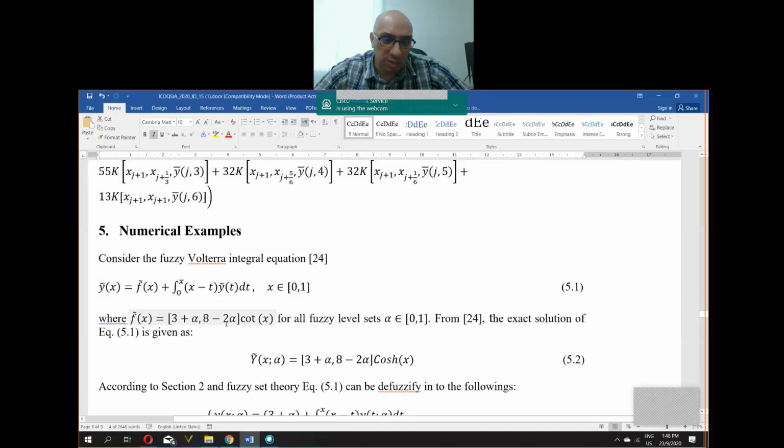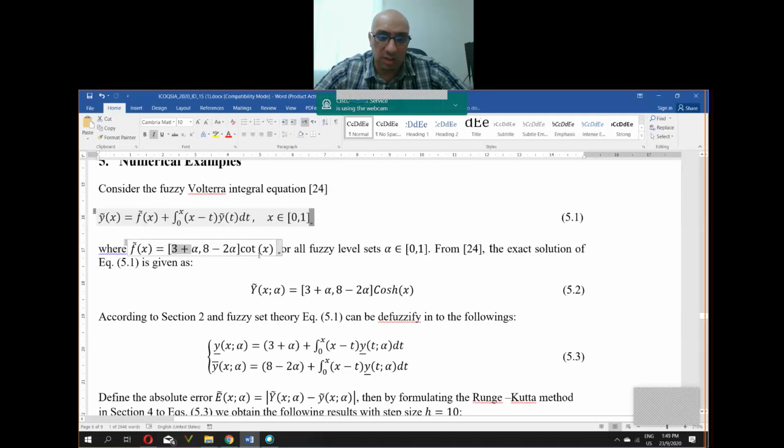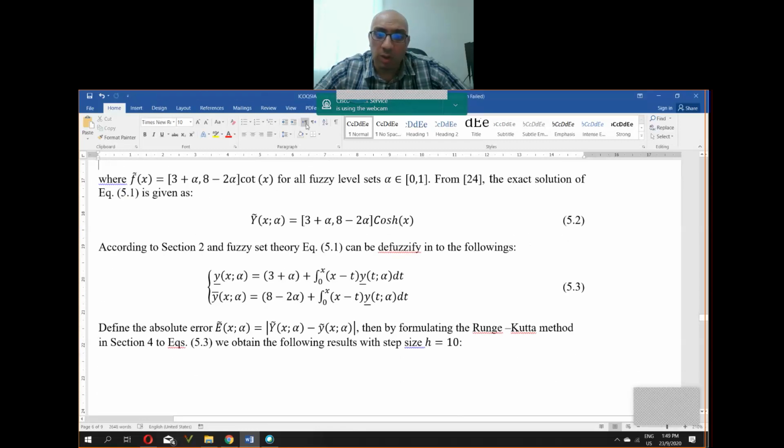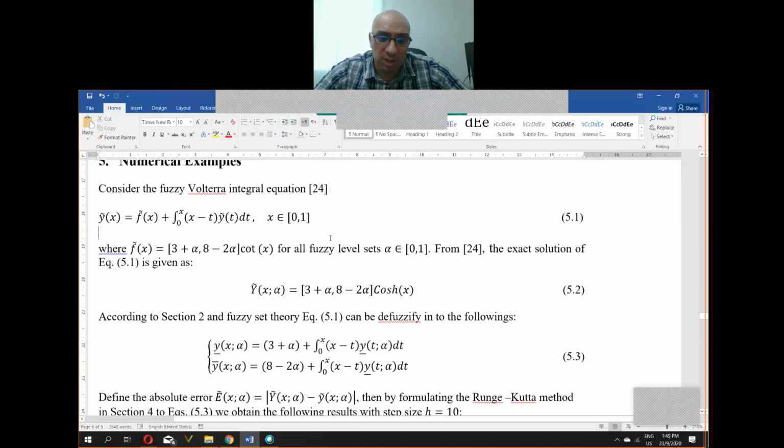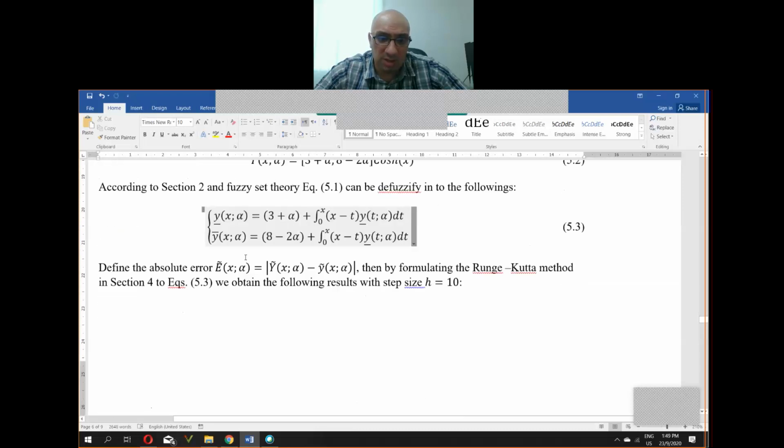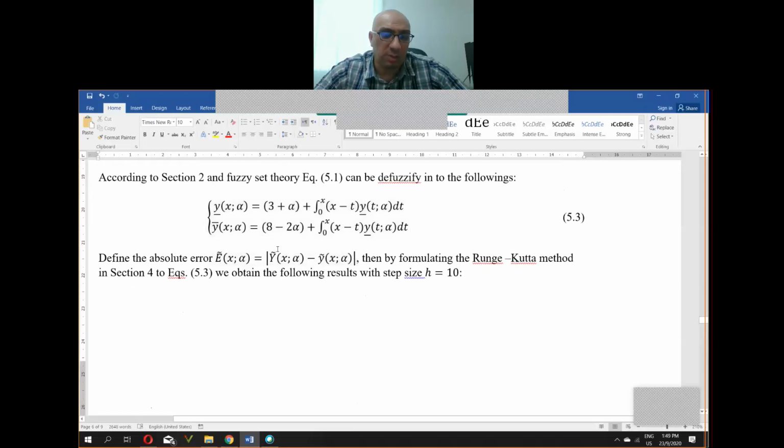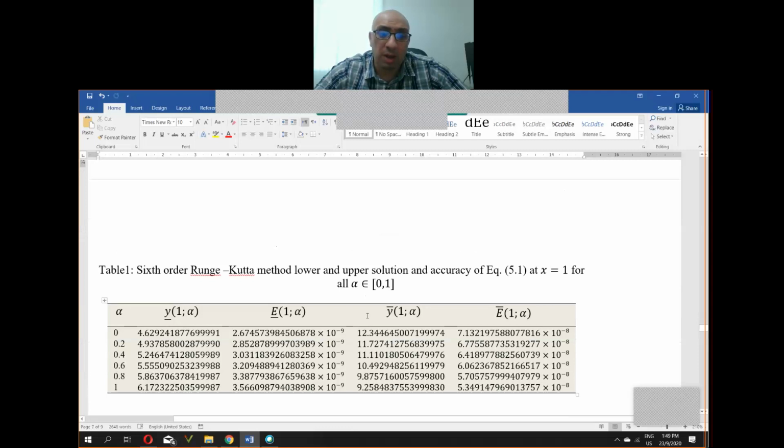with exact solutions. We can see the exact solutions under the lower bound and upper bound of the fuzzy alpha level set, and this is the value of the fuzzy function here, the fuzzification of the fuzzy function over there. So we defuzzify the integral equations in the lower and upper bound by using the fuzzy number defuzzification, and we will display the absolute error. It's the numerical solution minus the exact solution per each level set.